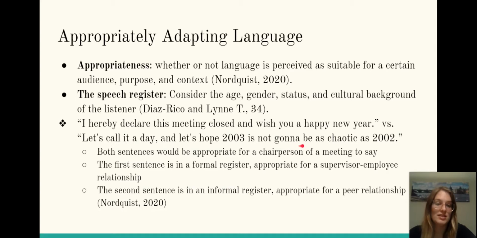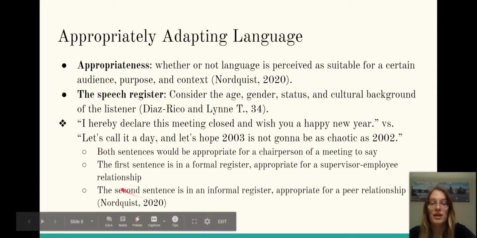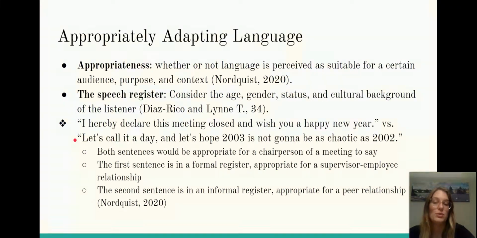So this sentence is a lot more appropriate for a peer relationship. It wouldn't be as appropriate if an employee was telling this to their boss. This would not be as appropriate as the first sentence would be.